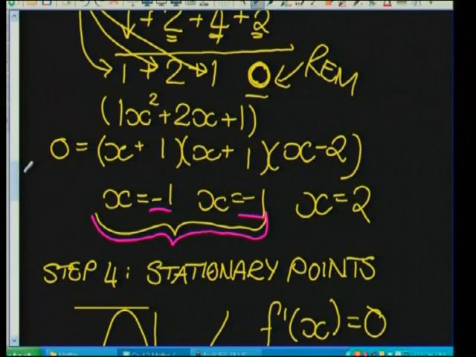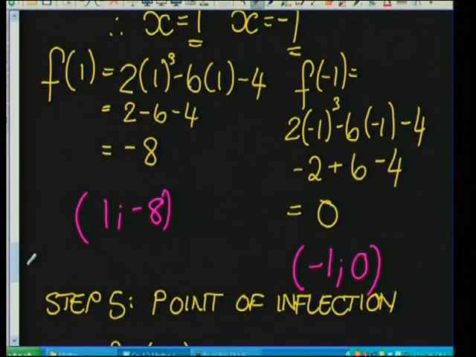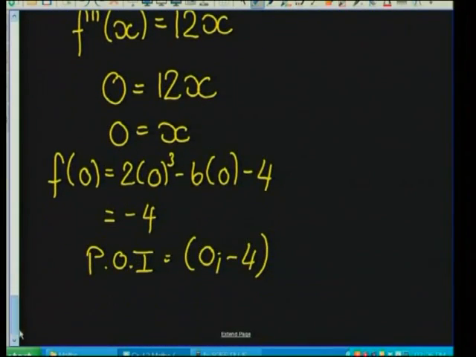Okay. Right, we've done a lot of working out so far. We've worked out the shape of our graph. We've got the y-intercept, which we said was negative 4. I've got the x-intercepts, which work out as negative 1 and positive, what did we say? I need to remember, and positive 2. So negative 1 and positive 2, those are our two x-intercepts. We then calculated our stationary points, and the stationary points worked out at 1 and negative 8, and negative 1 and 0. And our point of inflection, which is 0 and negative 4.